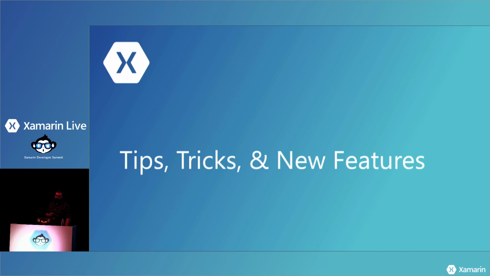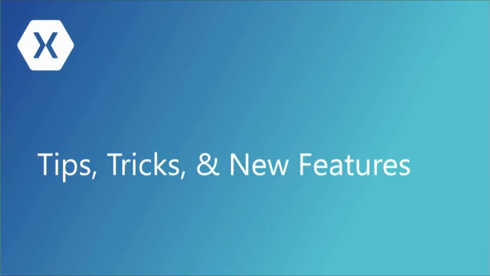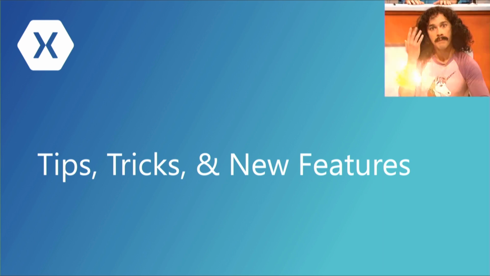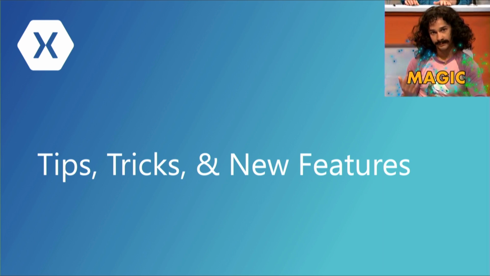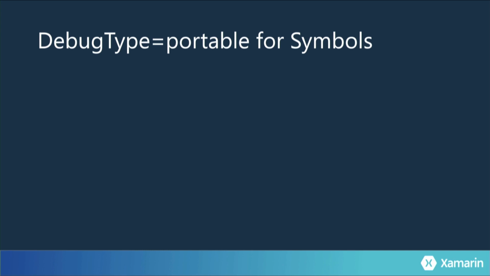I'll probably get into some of these things more later too. Let's talk about some tips, tricks, and just general things that you can do in your app to make things better and get a little magic. So this is a .NET setting. It's been around a while, but people don't seem to know about it. If you look in your CS proj file, there's a setting that says debug type.